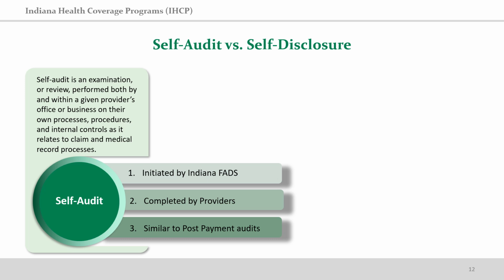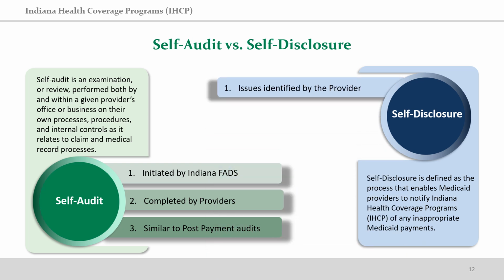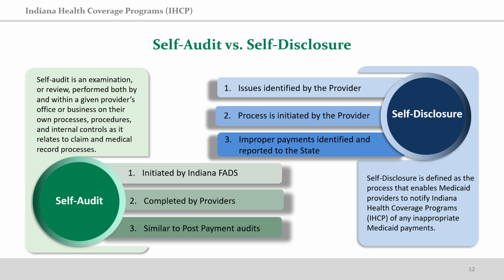mitigating future inaccuracies. Self-disclosure is defined as the process that enables Medicaid providers to notify IHCP of any inappropriate Medicaid payments that they have received and pay them back. In a self-disclosure, the provider discovers inappropriate payments. Once the improper payments have been identified by the provider, they self-disclose the information to IHCP. Keep in mind that both processes aim to identify, rectify, and mitigate potential compliance violations specific to medical record documentation.